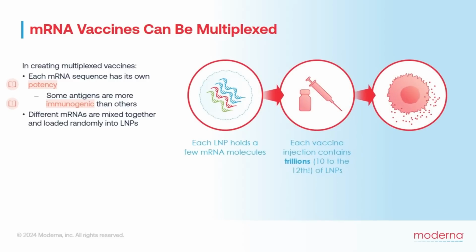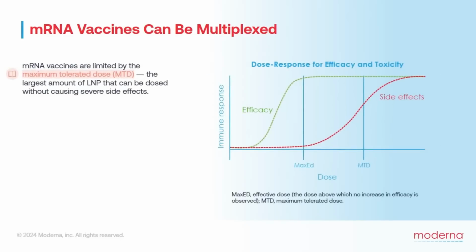But a single vaccine injection contains trillions of individual LNPs, and each antigen-presenting cell likely takes up tens to hundreds of these individual lipid nanoparticles. As a result, all of the different mRNA molecules are efficiently delivered regardless of which LNP brought them there. In theory, there's no limit to the number of different mRNAs that can be multiplexed.